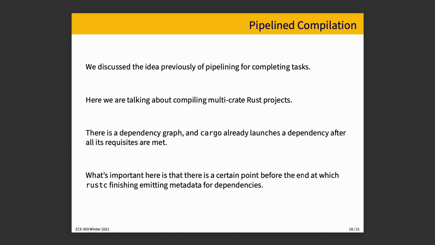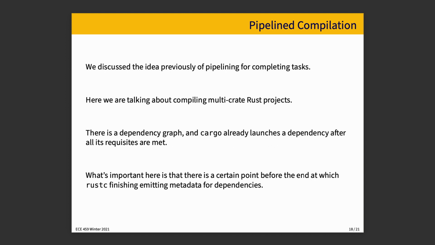Now, what we're talking about here is compiling a multi-crate Rust project. So there's a dependency graph for that. These are the crates that are used in this program. And Cargo already launches a dependency after its requisites are met. So if the library we are working with here needs the random library and the threads library or something like that, it will, once it has them, start on the current module.